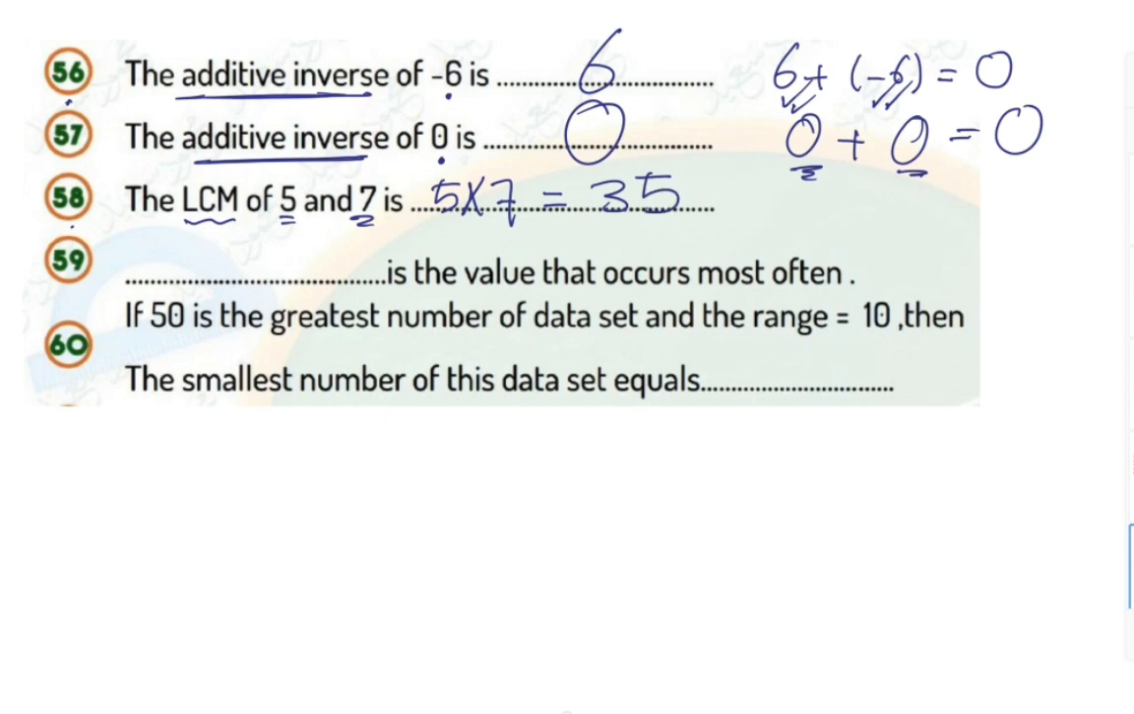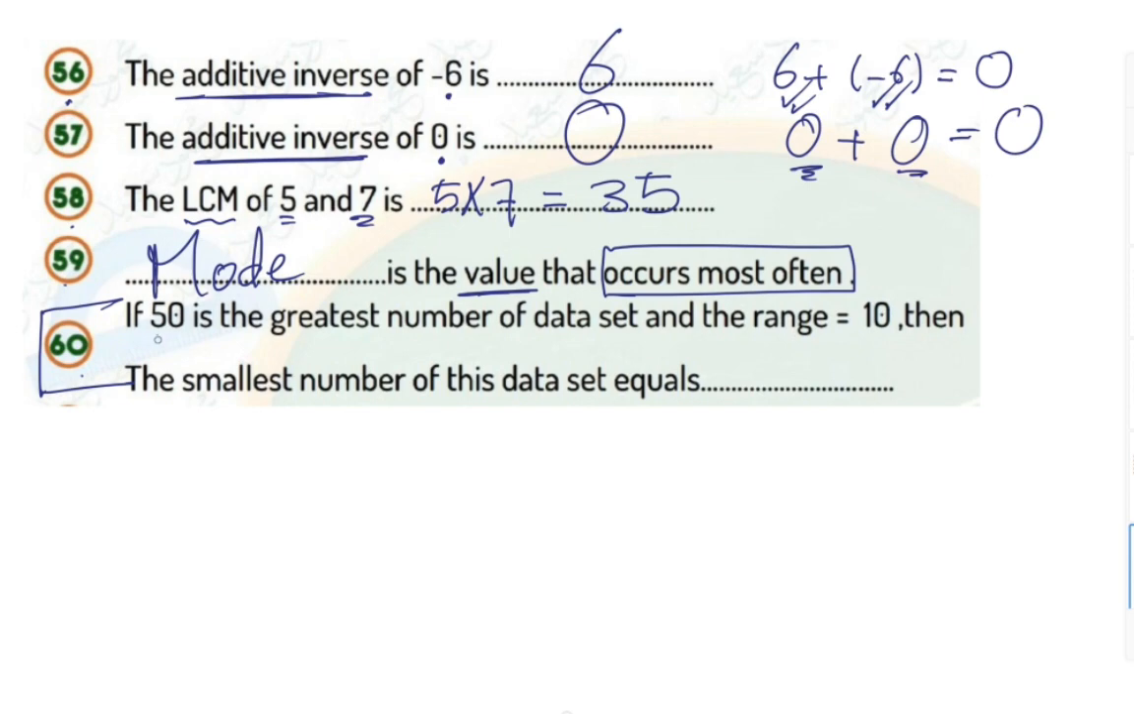Now next point, blank is the value that occurs most often. This is question 60. What's the value that occurs most often? We call it the mode. Okay, mode, the value that occurs most often.